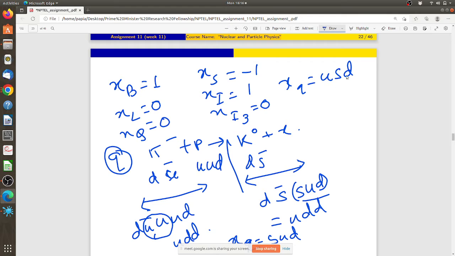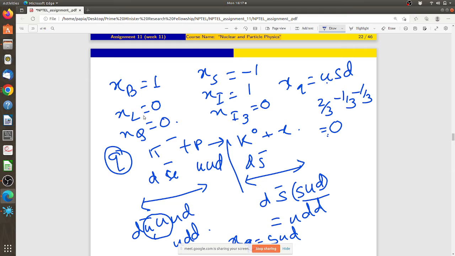So just check once that it is correct or not. The charge of U is 2 by 3. S is minus 1 by 3. D is also minus 1 by 3. Charge, I am talking about charge, Q, electric charge. So as a whole, 2 by 3 minus 1 by 3 minus 1 by 3 is 0. And obviously we found that XQ equals 0. That means whatever we have found, the quark content, it is correct.